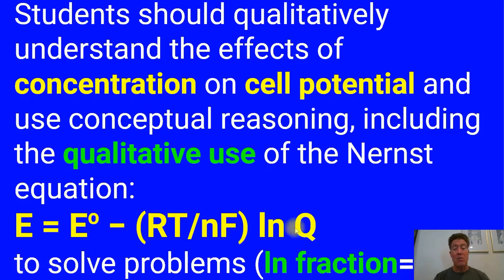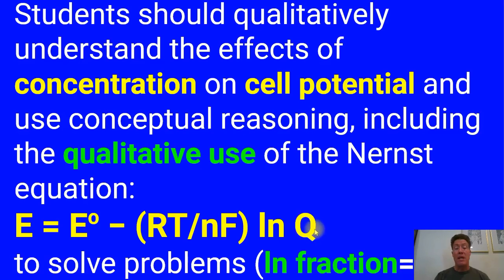Essentially, what's going to happen here is if Q is at normal conditions, 1-to-1, then the natural log of 1 is 0, and this whole term disappears. So when Q is 1, our cell potential is going to be our standard cell potential minus 0, so it's going to be the standard cell potential. That's our reference. So what happens then if Q gets bigger or smaller?